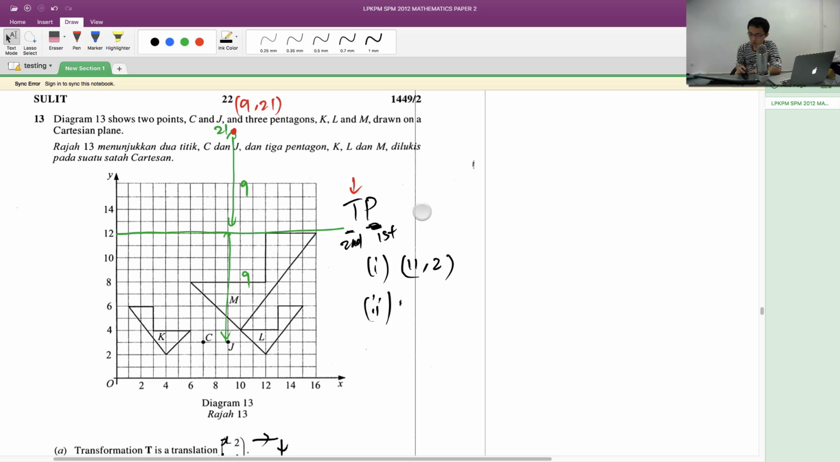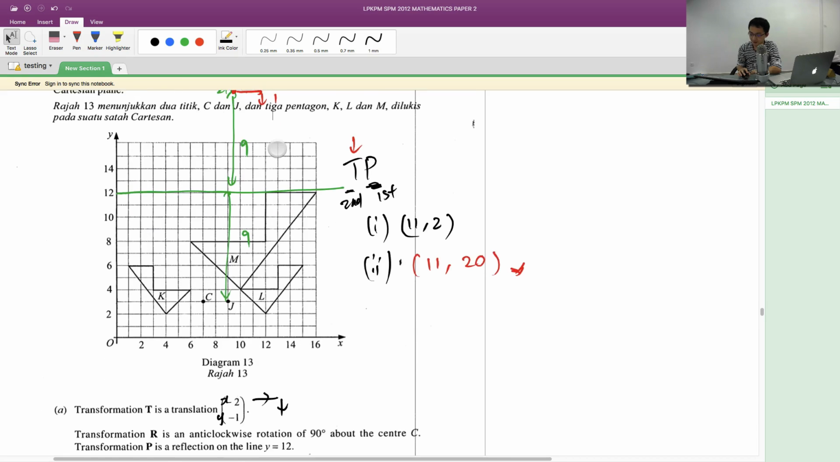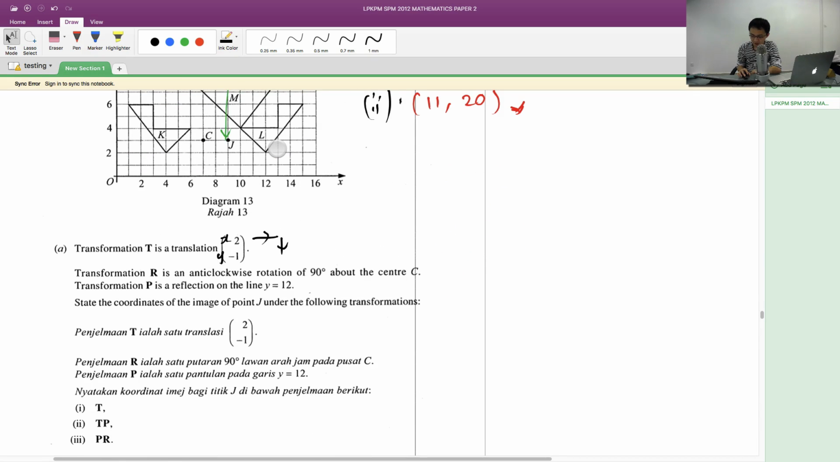Then we will perform T, translation (2, -1). That means plus 2 for X, minus 1 for Y. So this one will be (11, 20). We're just going 2 units here and going down 1 unit. You have to imagine that.